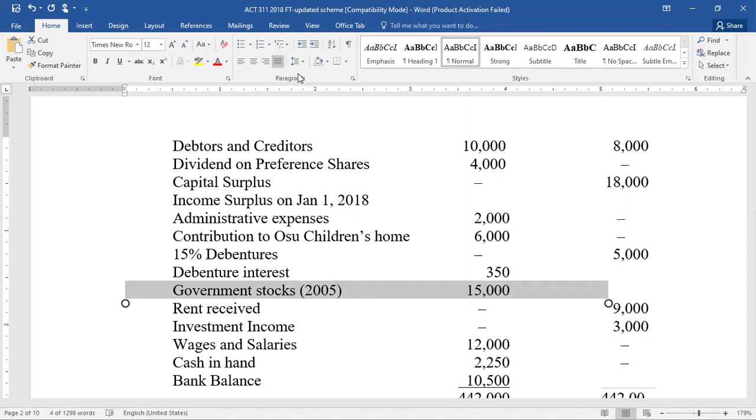So fixed assets, 229,000. You have investment of 15,000. So the summation of the two will give you how much? 244,000. That's great. Then you go to your current assets.